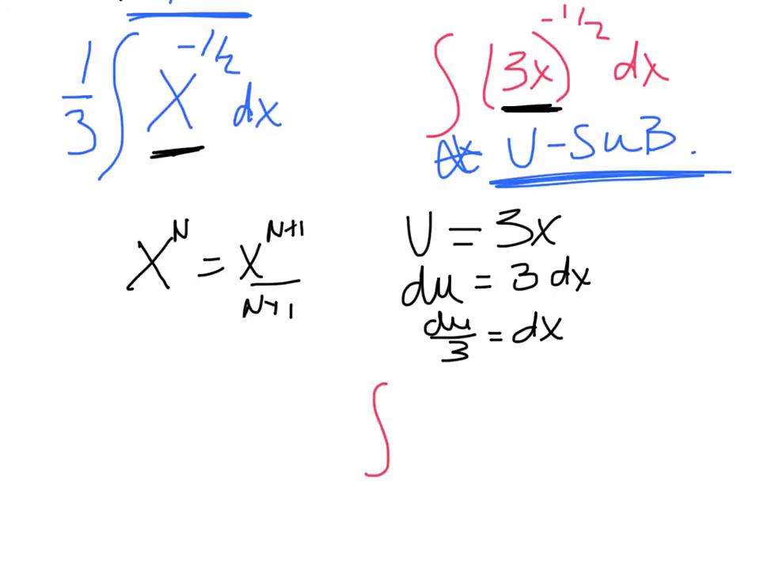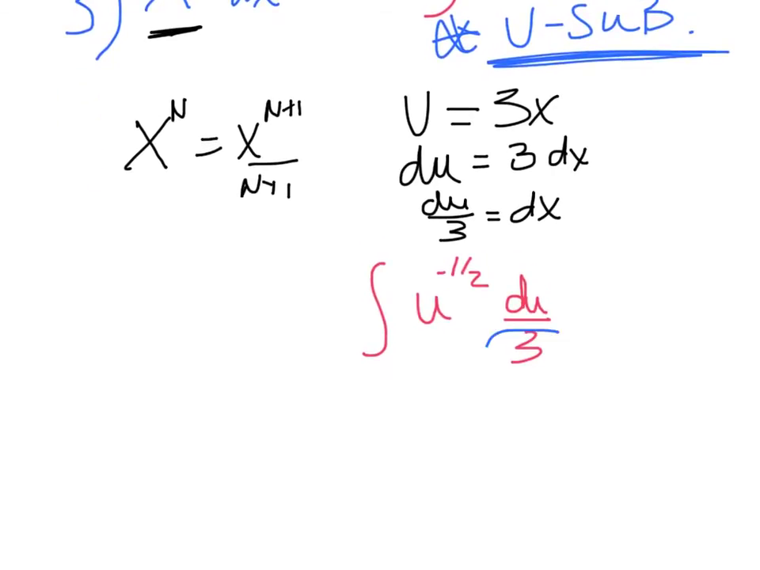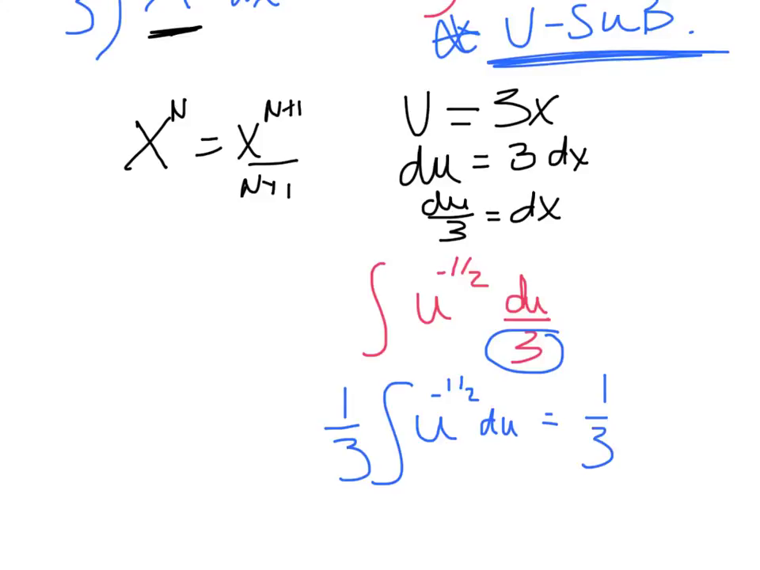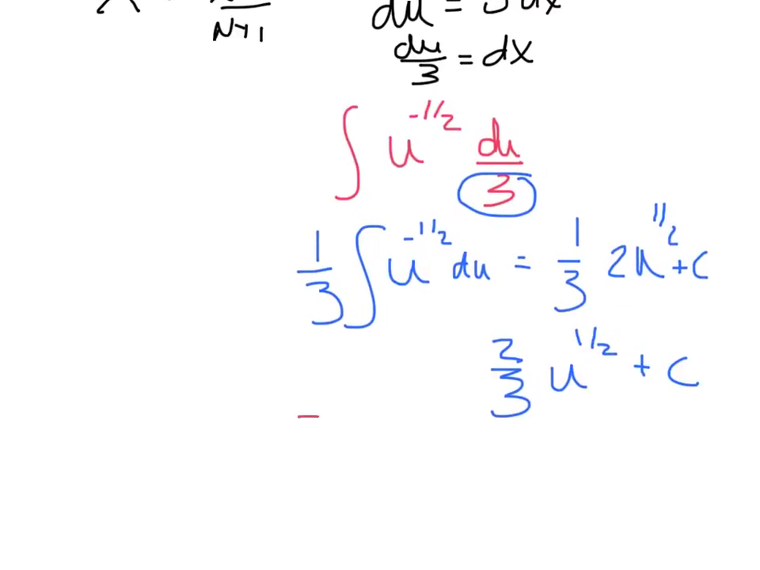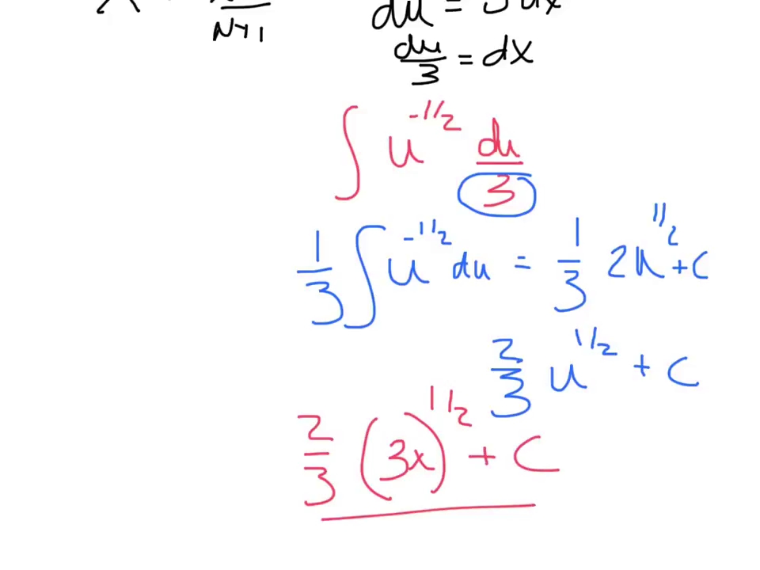Substitute it in, I get the integral of u to the negative 1/2 times du over 3. Okay, I can pull out, the 3's on the bottom, so I'm pulling out a 1/3 integral of u to the negative 1/2 du. So that's 1/3 u to the 1/2 times 2 plus c. So that would get me 2/3 u to the 1/2 plus c. And then, of course, you would just take that original u and substitute it back in. So lastly, 2/3 times the quantity 3x to the 1/2 plus c.